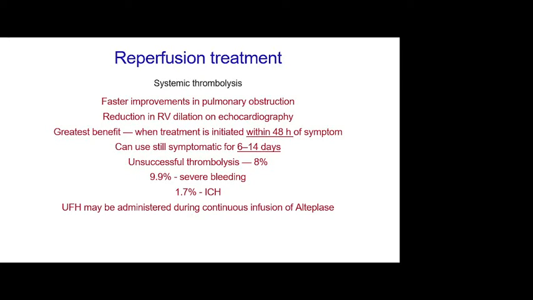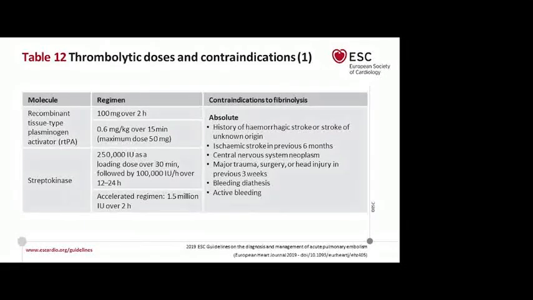Bleeding is the most problematic thing with the thrombolytic agents. Alteplase is the most commonly used thrombolytic agent. It is fibrin specific. Streptokinase also can be used if alteplase is not available, but it is not that fibrin specific, so the outcome will be lower compared to alteplase.